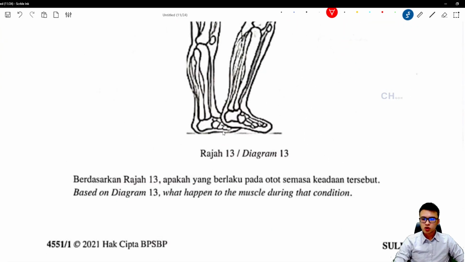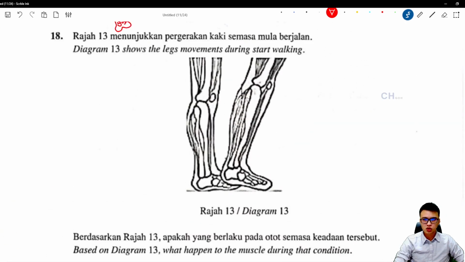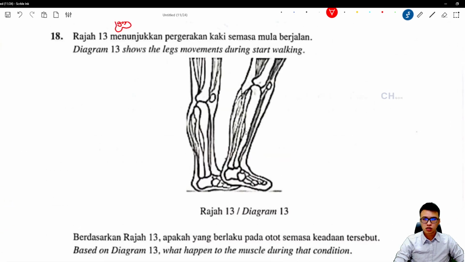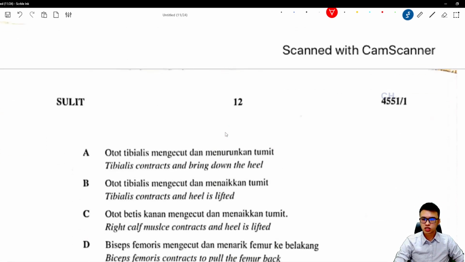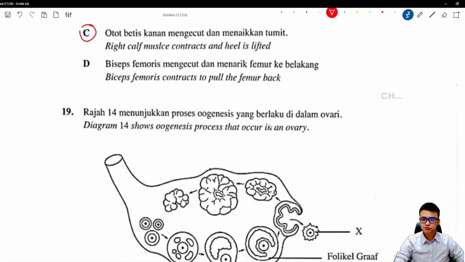Question 18. Based on diagram 13, what happened to the muscle during the condition? You are trying to lift up your leg, so you must contract your calf muscle. You want to contract your calf muscle so that you can lift up your leg. So here we just need to look for the calf muscle. Okay, so the right calf muscle contracts to lift up the heel. Then this one should be the answer.